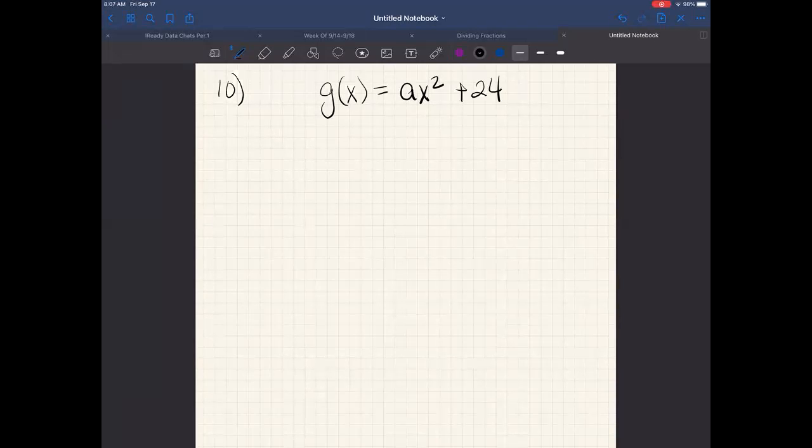Because what do we need to find? We have too many variables. I need to figure out what a is. That's my first step, okay?